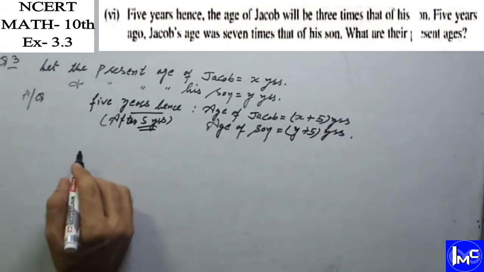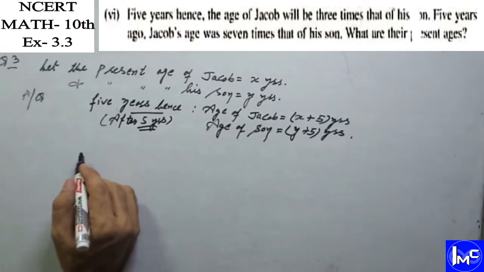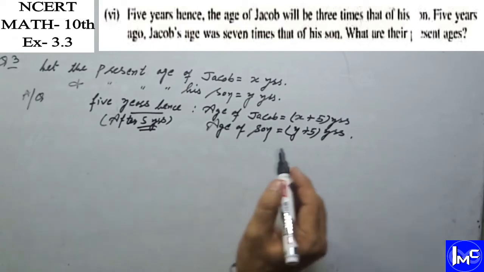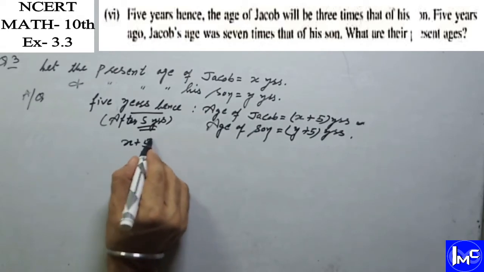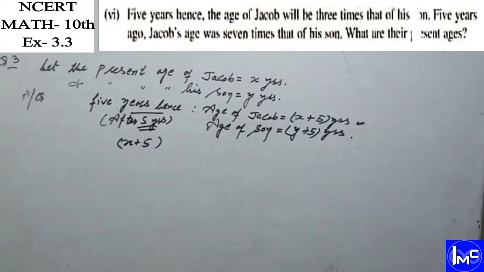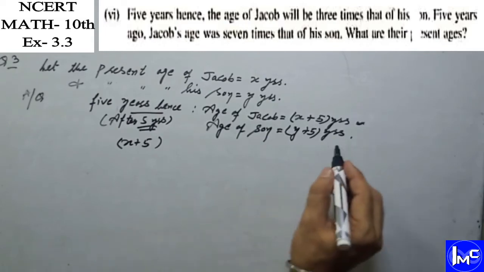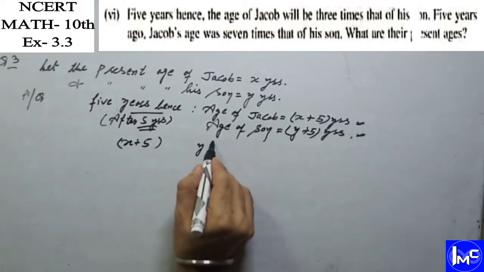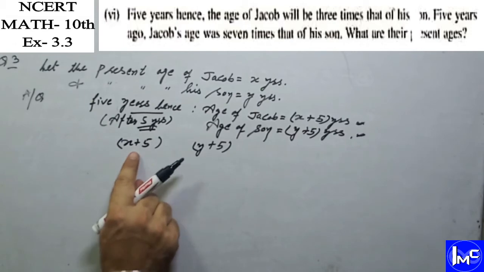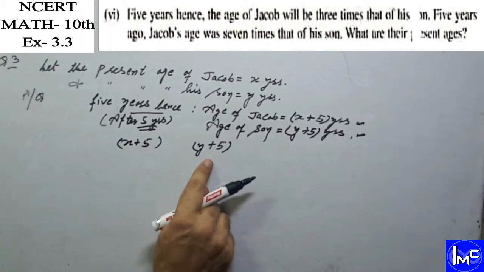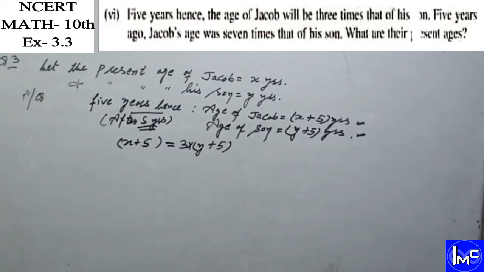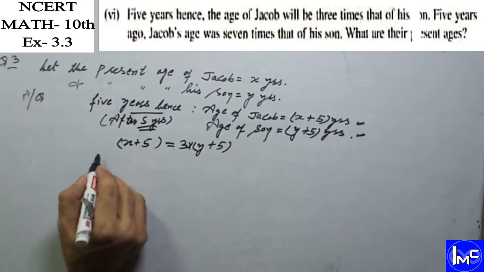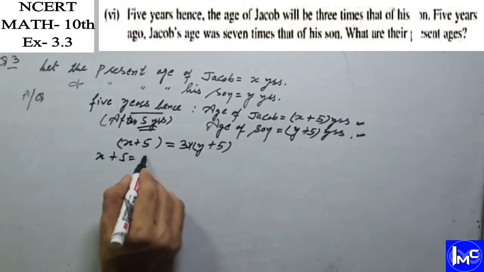Now what the condition says, 5 years hence the age of Jacob, which is x plus 5, will be 3 times that of his son, and his son's age is y plus 5. Means age of Jacob is 3 times the age of his son, and it will be multiplied by 3. This is our first condition. Now we will make a linear equation of this condition, that will be x plus 5 is equal to 3y.